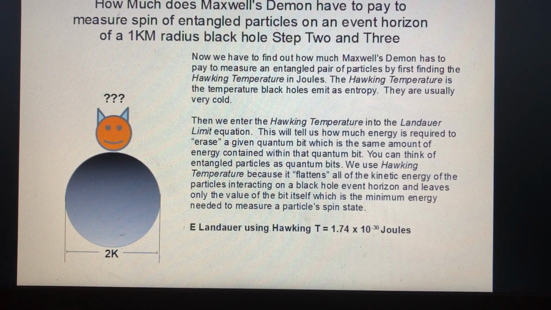We use Hawking temperature because it flattens all the kinetic energy of the particles interacting on a black hole event horizon surface. And it leaves only the value of the bit itself, which is the minimum energy needed to measure a particle's spin state. And what we find when we enter Hawking temperature into the Landauer limit formula is 1.74 times 10 to the negative 30 joules.